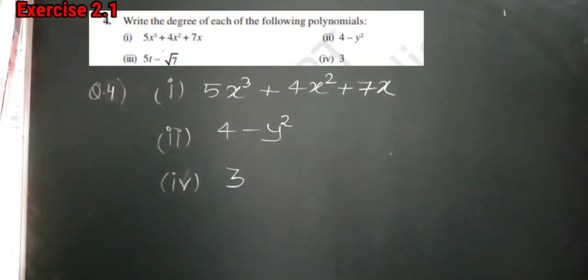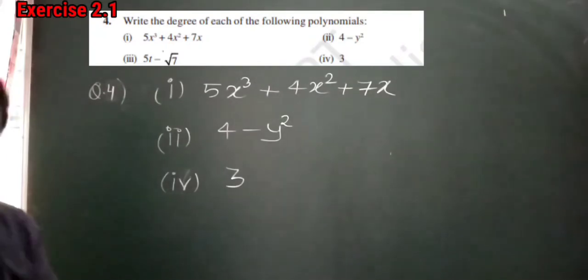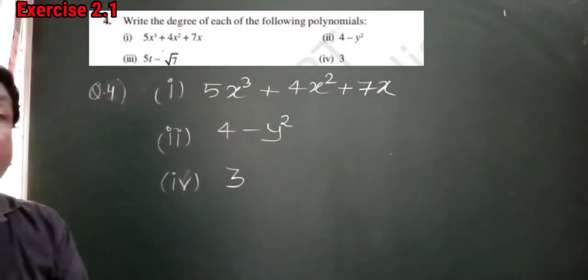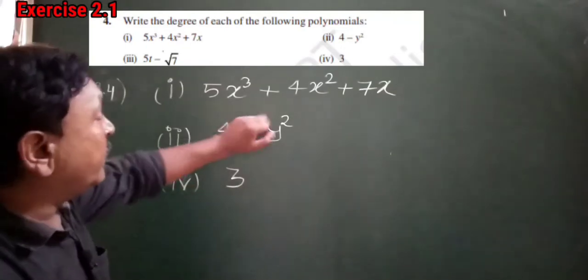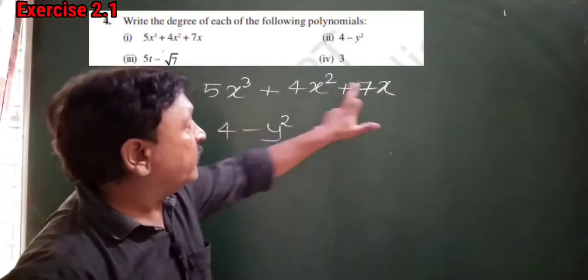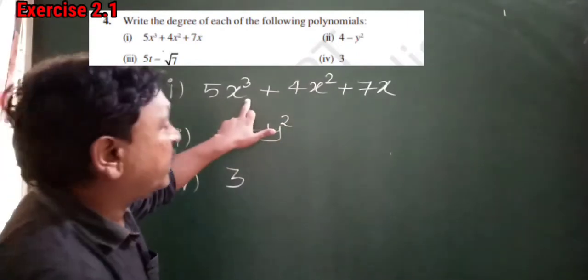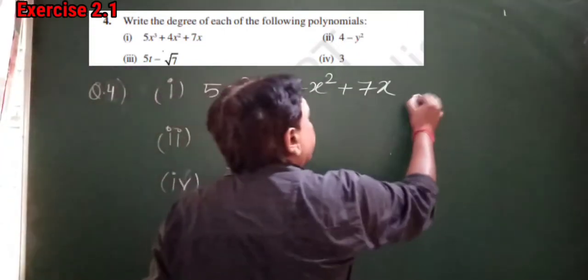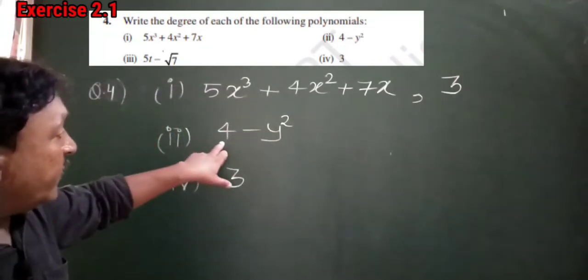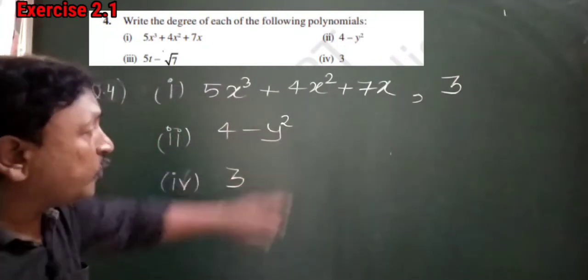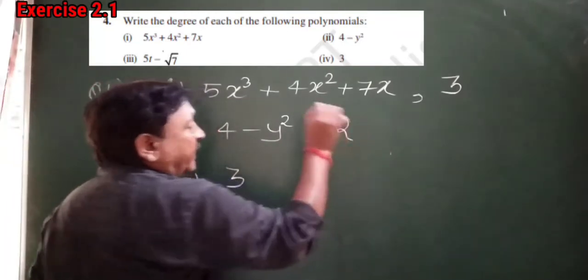Okay students, now come to question number 4. It says write the degree of each of the following polynomials. There are 4 parts. I will do 3 parts and 1 part will be completed by you. I had already told you that degree means the highest power of the variable. In this one we can say its power is 1, its power is 2, its power is 3. Highest power is 3, so its degree is 3. Now here, the variable is y, its power is 2, so its degree is 2.